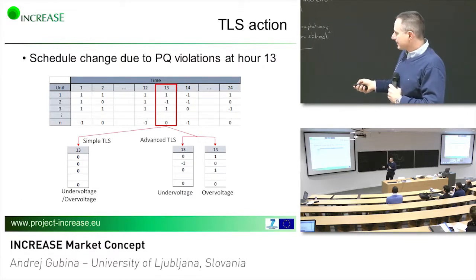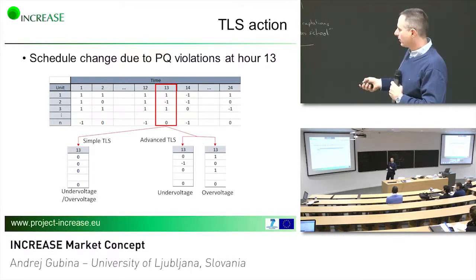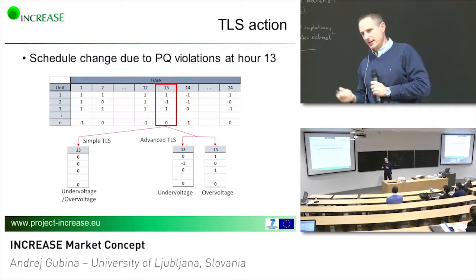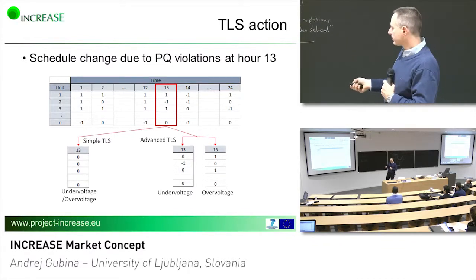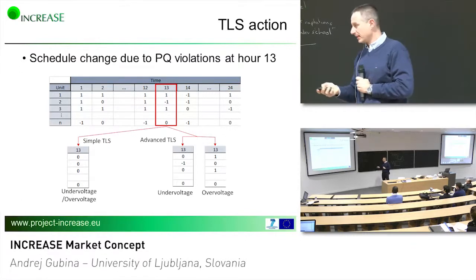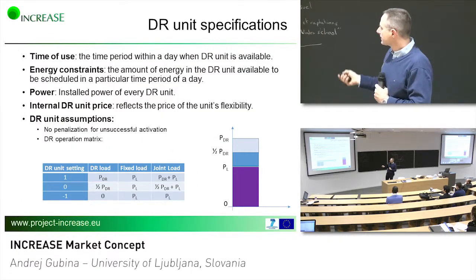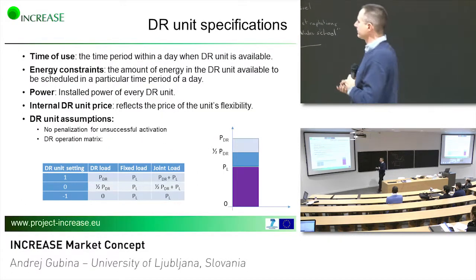In the advanced case, in case of undervoltage, only those that are helping in undervoltage are kept, and in the overvoltage, only those that are helping with overvoltage are kept. So this is how we specified our demand response units.